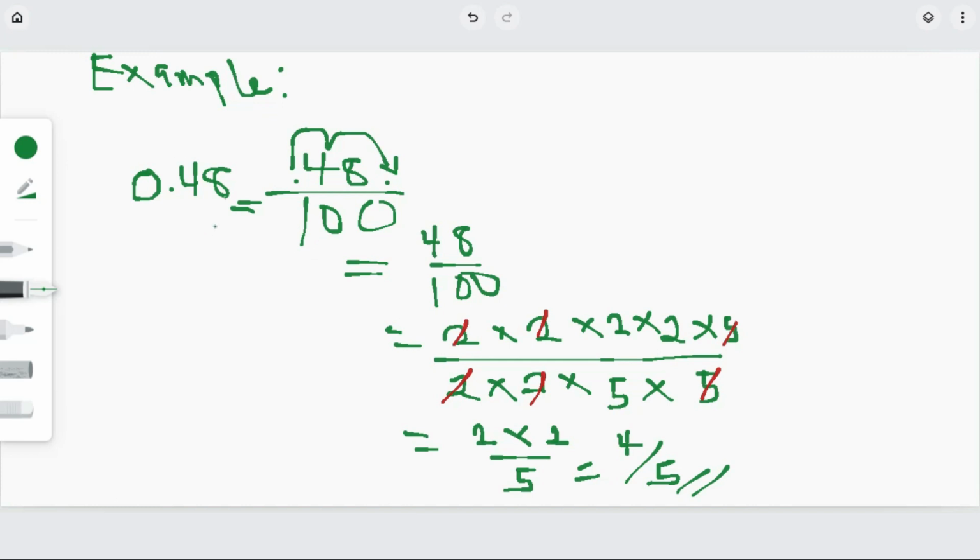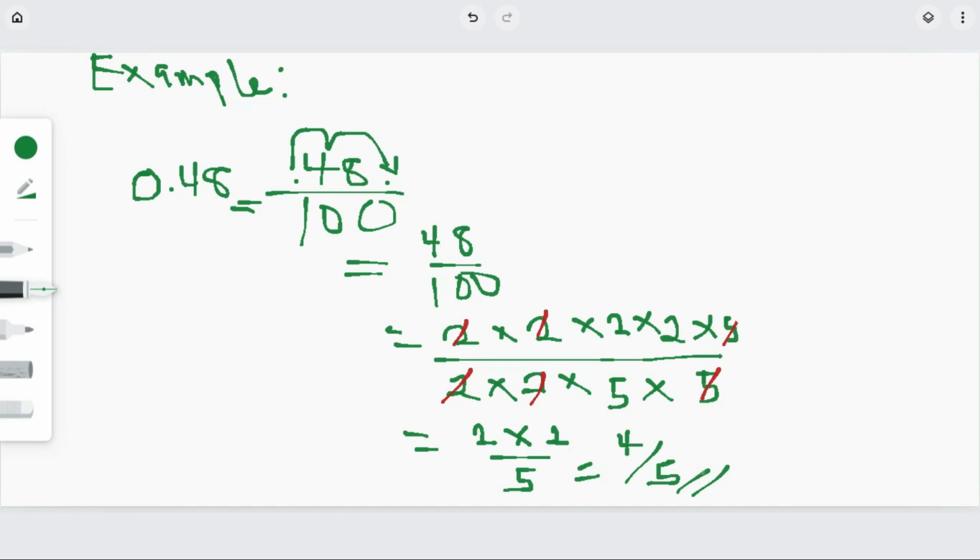So if you want to change 0.48 or any decimal like this to a fraction, you draw the fraction bar, you shift the decimal point 2 times, because we can only shift it 2 times to reach the end of the number. Then you write 100 as the denominator, and you find the prime factors of the numerator and denominator. You cut out what is common and multiply the remaining ones. So 0.48 to a fraction will be 4 over 5.